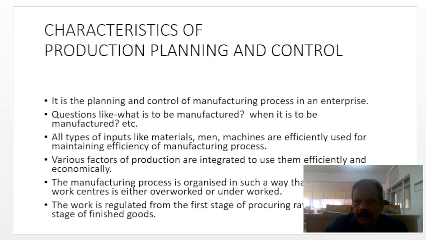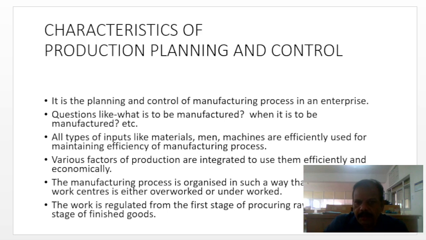It is the planning and control of the manufacturing process in an enterprise. Questions like what to manufacture, when to manufacture, etc. are the ones production planning and control answers, and these are to be asked and the answers found. All types of inputs like materials, men, and machines are efficiently used for maintaining the efficiency of the manufacturing process. Various factors of production are integrated to use them efficiently and economically.